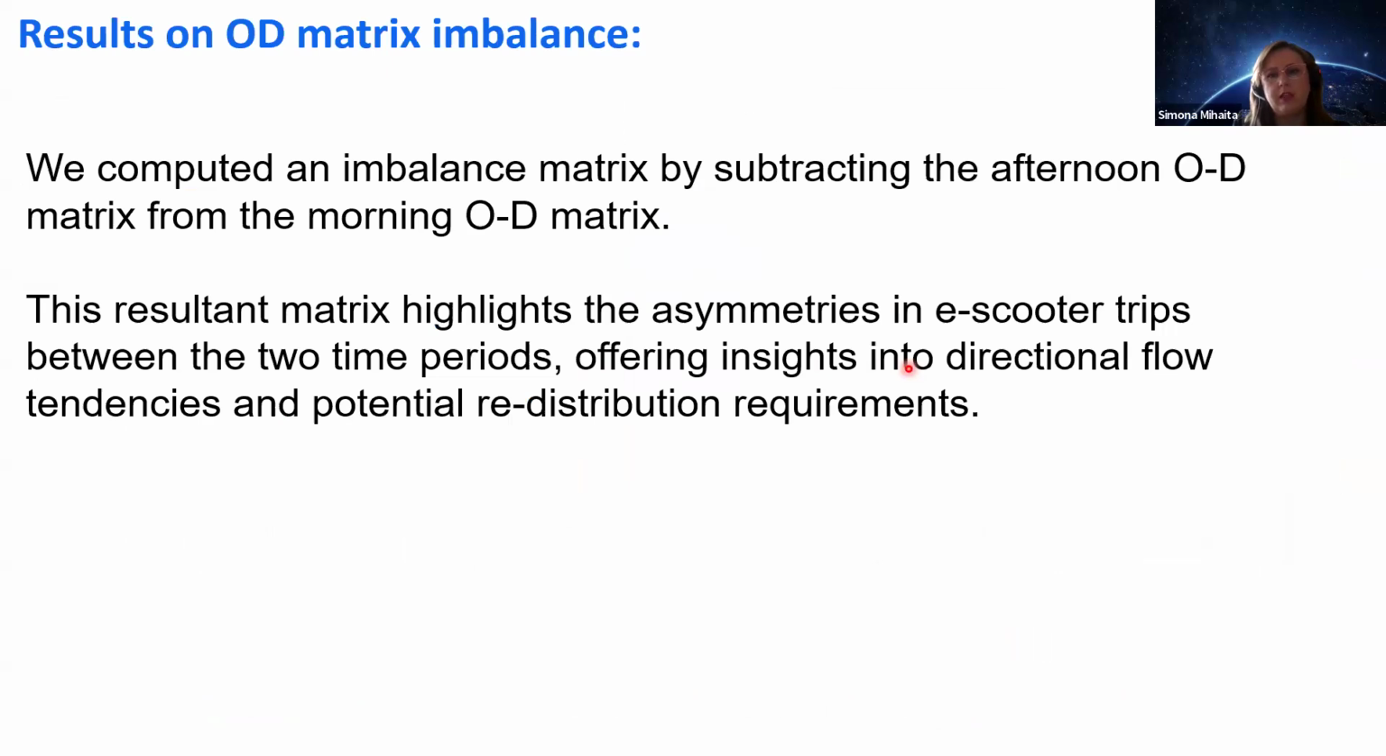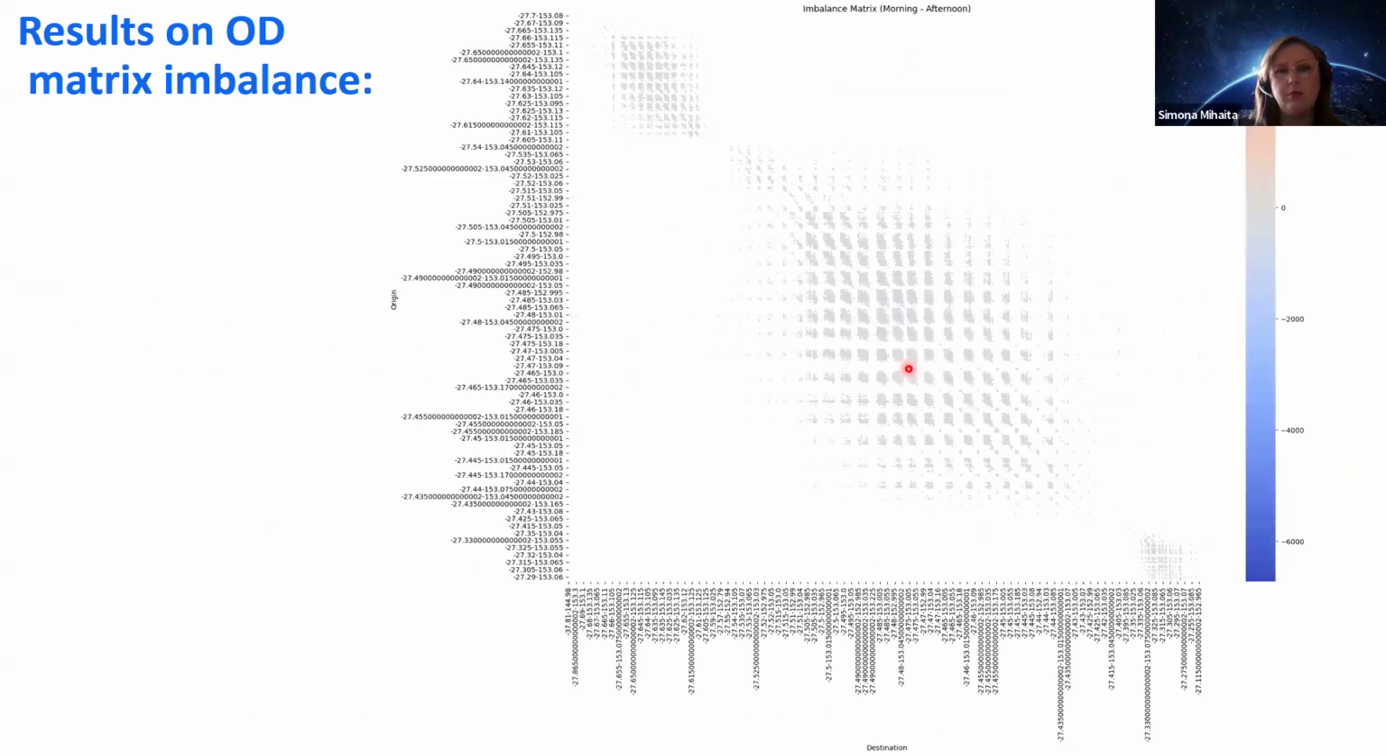We also wanted to see the imbalance metrics. So we subtracted the afternoon OD matrix, which we have seen is much bigger, from the morning OD matrix. And we wanted to see this imbalance, like how many people prefer to be more in the afternoon and from what areas. So this asymmetry in e-scooter utilization, you can see by calculating this OD matrix imbalance. So this is how it looks.